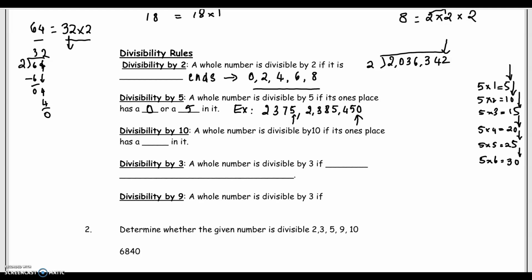How do we know divisibility by 10? If you know the 10 times table, 10 times 1 is 10. 10 times 2 is 20. 10 times 3 is 30. And that's how we get the list: 40, 50, 60, 70, 80, and so on. Notice the last digit of every single number. If a number ends with 0, then you know that it's divisible by 10.